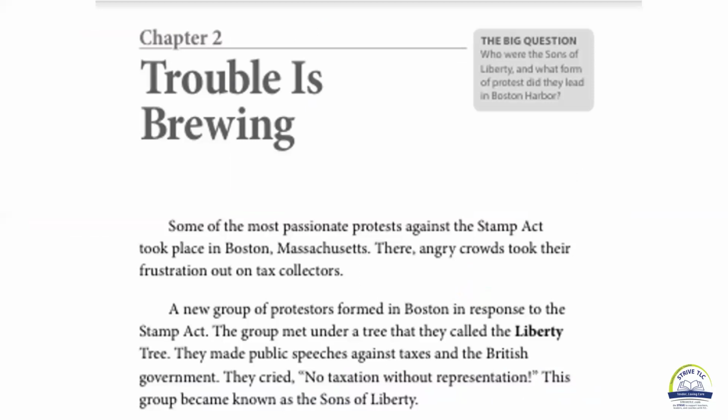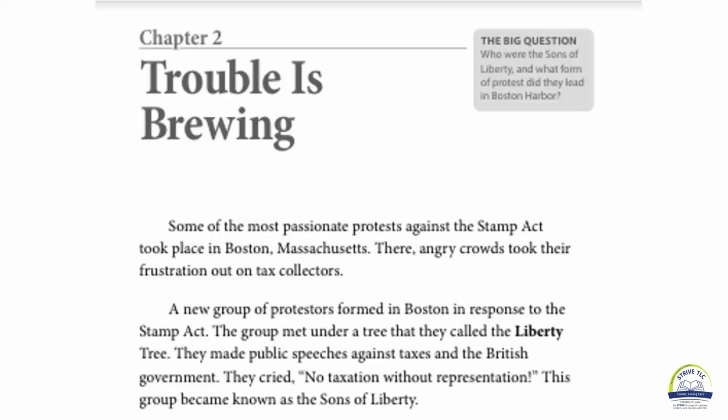I'm going to go ahead and read it out loud since you may not have it in front of you right now. Some of the most passionate protests against the Stamp Act took place in Boston, Massachusetts. There, angry crowds took their frustration out on tax collectors.